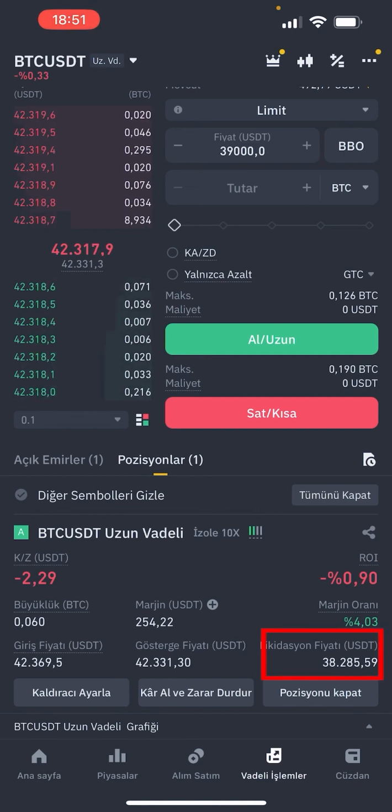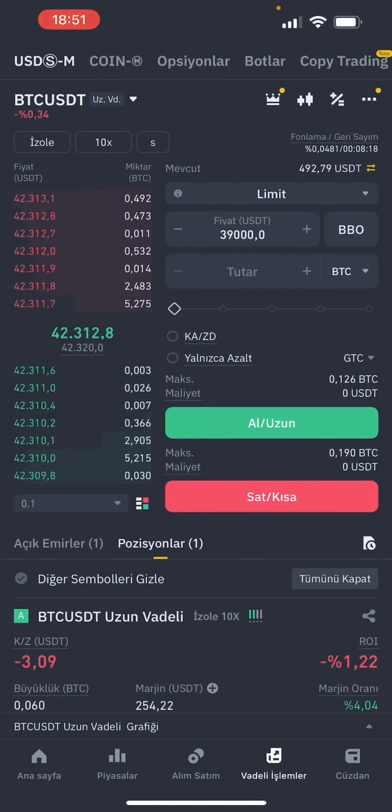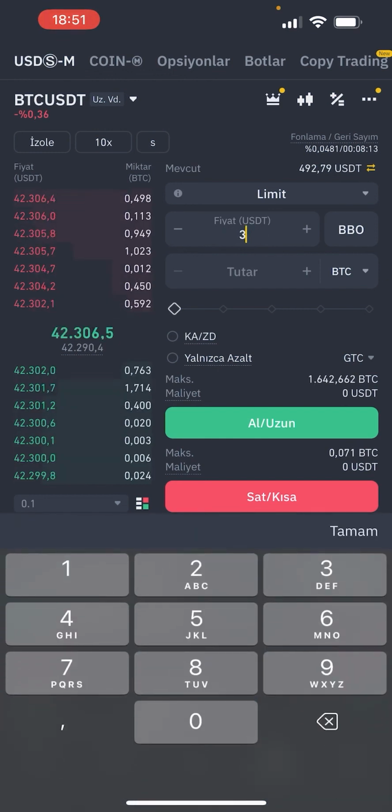And I can also do this. Let's say the price goes down. I can put another buy order here at a lower price. Look, I put another buy order. I came to my open orders.